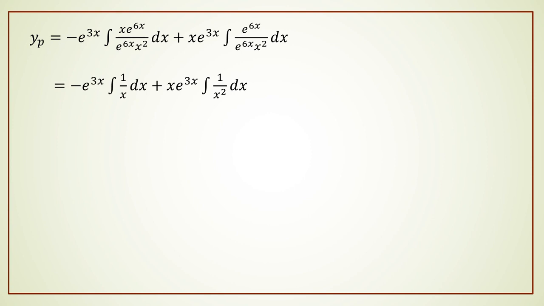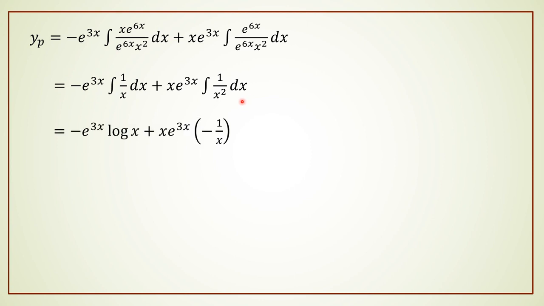Hence the particular integral yp is equal to, just observe over here, in the case of the first integral e to the power 6x gets cancelled. So you have yp is equal to minus e to the power 3x into integration of 1 by x dx plus x into e to the power 3x into integration of 1 by x square into dx.